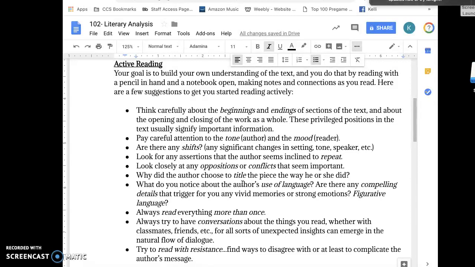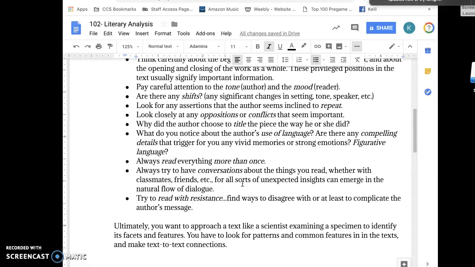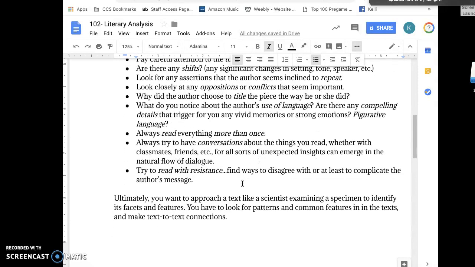What do you notice about the author's use of language? Are there any compelling details, vivid imagery, figurative language that trigger responses in you, strong emotions, any memories? Try to read everything more than once, always. You get better and better with every read that you do, and you uncover layers of meaning. Try to have conversations about the things that you read. Talk to your friends, talk to your classmates, look online after you read a text and see what the online community on blogs and different things have to say about the text.